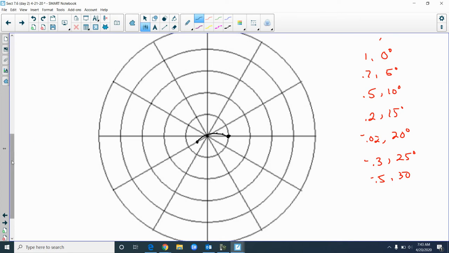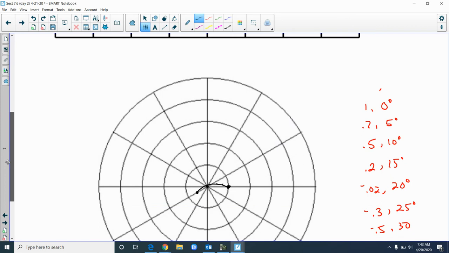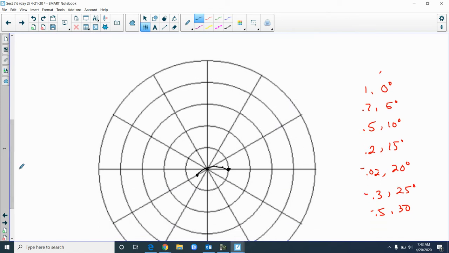And now we can kind of plot the rest from there, because at 45, I get negative 1.1. Okay, so 45 degrees, we go 1.1, basically it'd be 45 degrees off of this, and it'd be right there. At 60 degrees, you get negative 1.6. So go to 60, you go through there to negative 1.6.